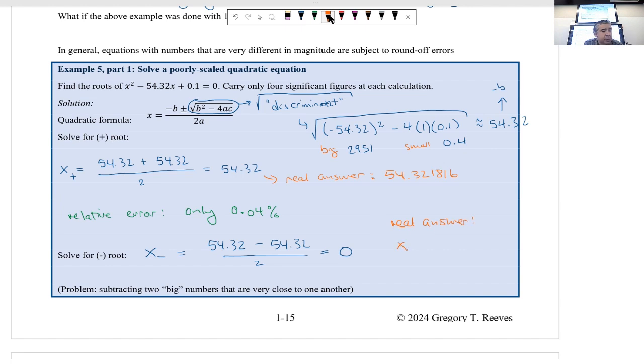being 0.001841. If I calculate the relative error here, then I have 100% error.